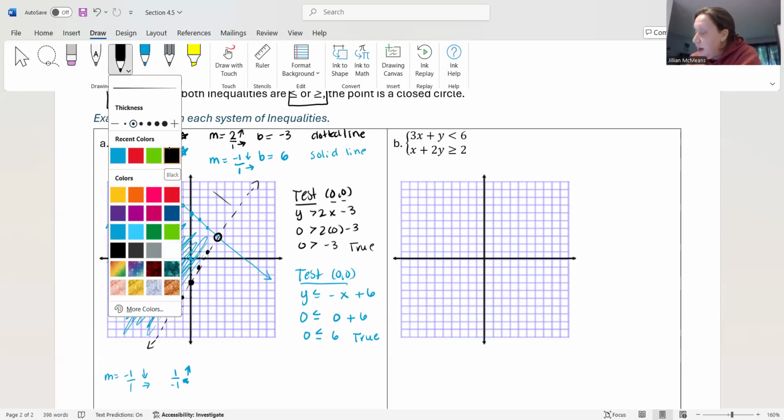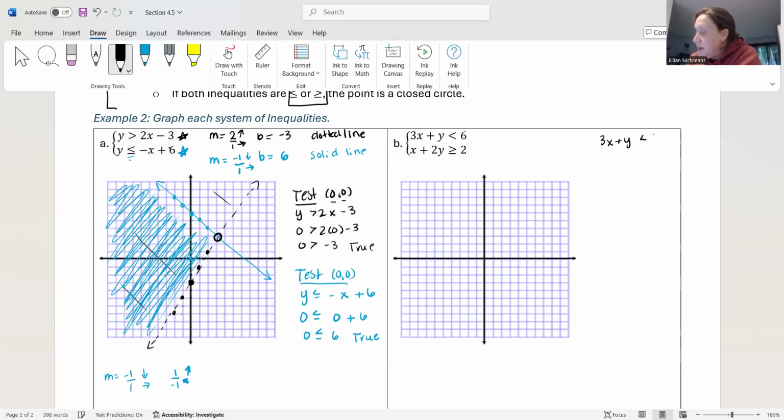Okay, so for 3x plus y is less than 6, I want to solve for y. To do that, I want to subtract 3x. So 3x minus 3x, they just cancel, they become 0. So I'm left with y is less than -3x plus 6. So in this case, my slope is -3, and I'm just going to put that over 1. My y-intercept is 6. I have a strict inequality. This is just a flat out less than. There's no or equal to, so I want to connect my points with a dotted line.